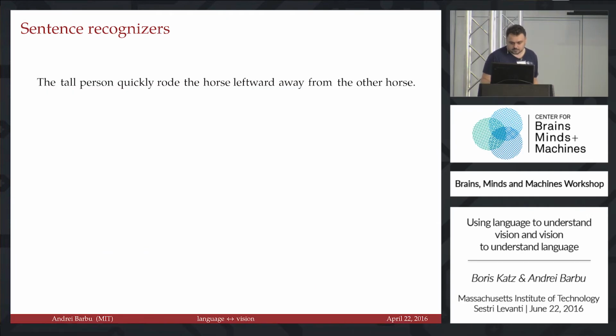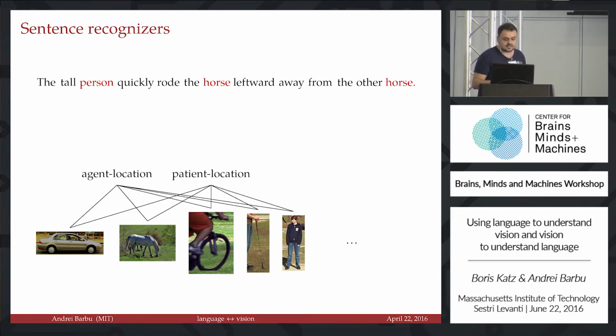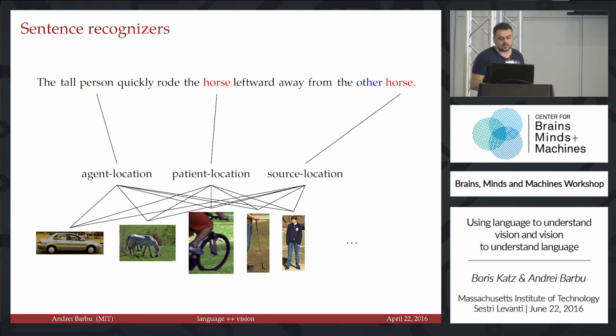I'm just going to really quickly show you the basics of the model. If you take a sentence, you can extract information from a video, you can extract things like object detections, you can extract information about the objects, like their color, their segmentations, their optical flow. You can analyze the sentence with a parser, and you can determine that in this sentence, there are three participants in the actions described by the sentence. The tall person quickly rode the horse leftward away from the other horse. There's a person, and there are two horses.